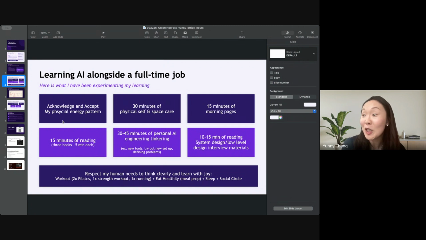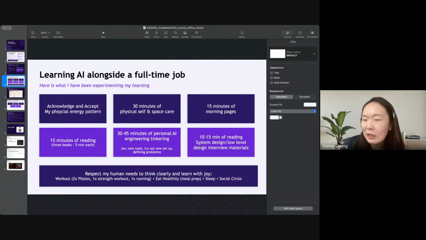It's kind of like a ritual before I do my personal learning. And then after that, I do 15 minutes of morning pages, 15 minutes of reading. And then I spend 30 to 45 minutes of personal AI engineering tinkering. And then after that, 10 to 15 minutes, I intentionally, sometimes I may skip engineering tinkering, but this one, the fundamentals, I don't skip at all, every day.